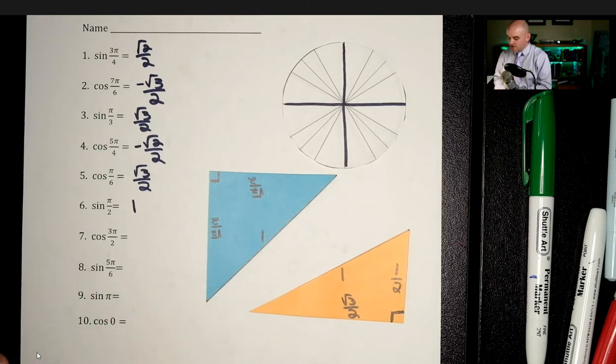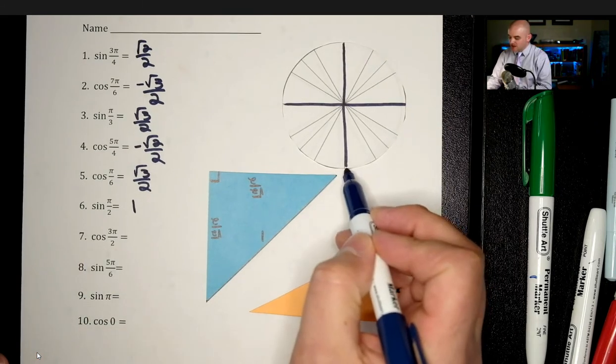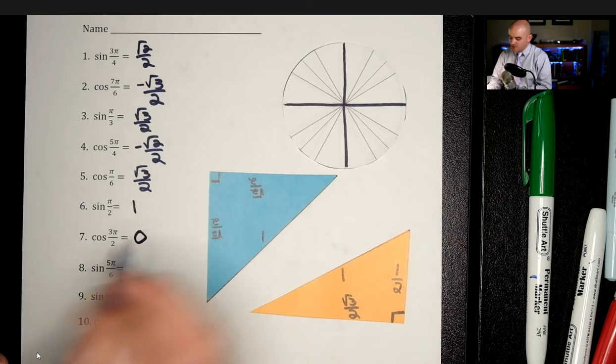The cosine of 3 pi over 2. 3 pi over 2 is at the bottom. Cosine is your x value, so it's going to be 0.